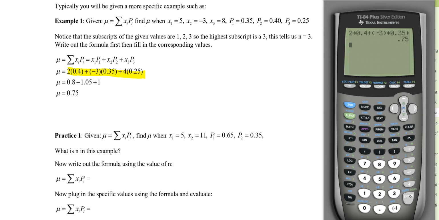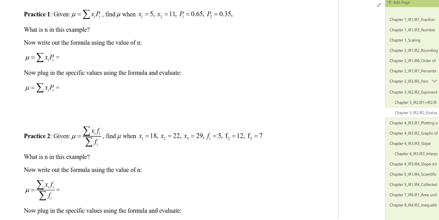But most importantly, always expand it first and substitute the values into the expression before you take out your calculator to start to evaluate. All right, let's do some practice. First one: given mu equals the summation of xi pi, find mu if I know x1, x2, and p1, p2. Let's expand it first. Note that I stop at 2 and start at 1, so expanded it becomes x1 p1 plus x2 p2.